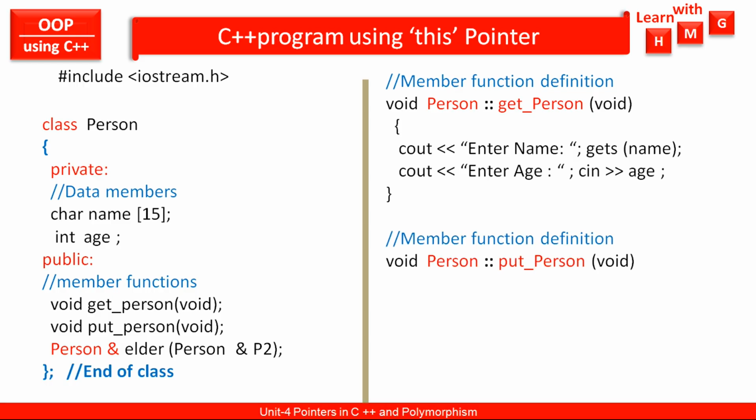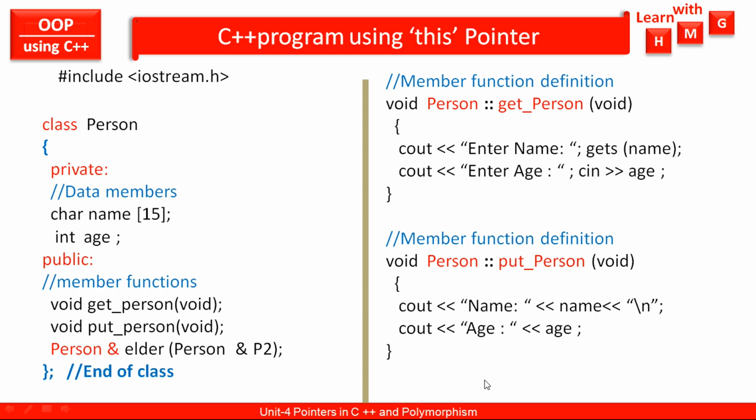Second member function definition is putperson function. Putperson function is a member of person class, so it is defined using scope resolution operator. It does not return any value, so void return type, and does not accept any argument, void argument. Using cout name, cout age. So here both data members are displayed, one entity on one line. Like this, name is equal to name and age is equal to age.